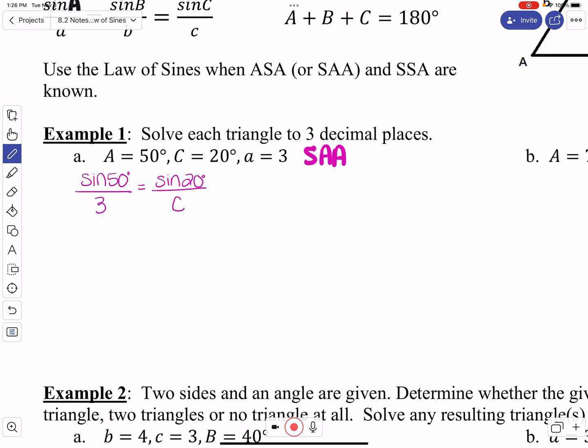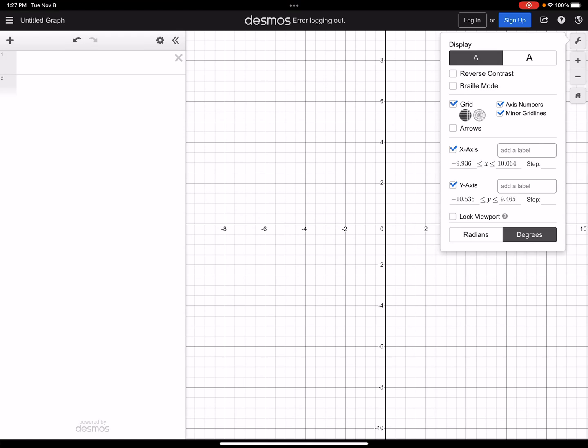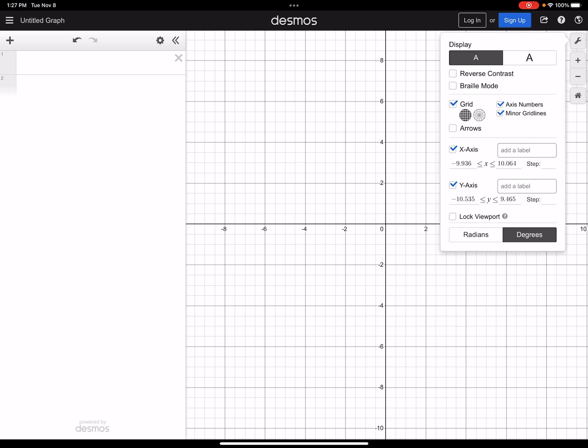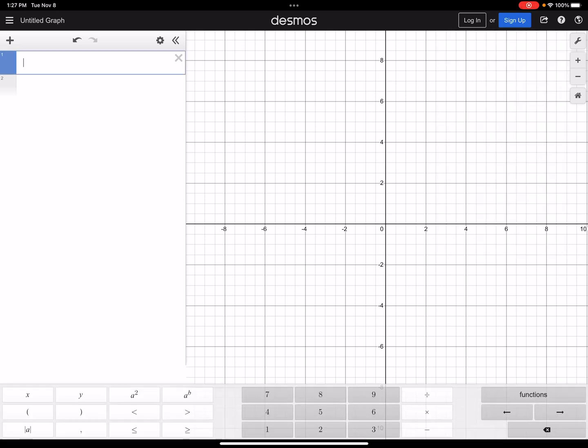And what I'm going to do is cross multiply. So if I cross multiply, I'll have C times the sine of 50 equals 3 times the sine of 20. And if I'm going to solve for C, I'm going to divide by the sine of 50. And so C is going to equal, and we can type this into Desmos. If you see this little wrench up here, you do want to make sure that the degrees is highlighted. You want to make sure you're in degree mode.